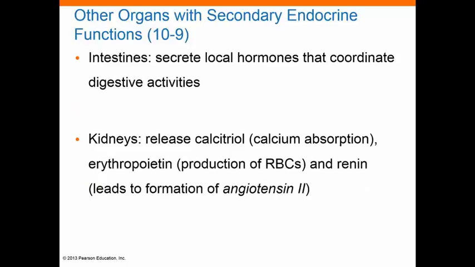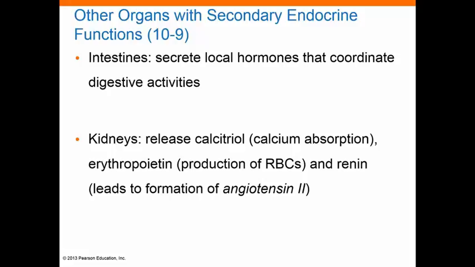In addition to the pancreas, many other organs that are part of other body systems have secondary endocrine functions, such as the intestines, which primarily process and absorb nutrients, but they also secrete local hormones that coordinate digestive activities, although the pace can be influenced by the autonomic nervous system. The primary function of the kidneys is to filter waste from the blood, but they also maintain electrolyte balance, blood volume, and monitor blood oxygen levels. Electrolytes are controlled with the secretion of calcitriol, remember that's derived from vitamin D, in response to the parathyroid hormone.